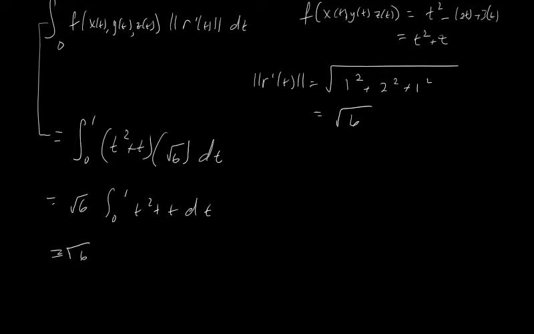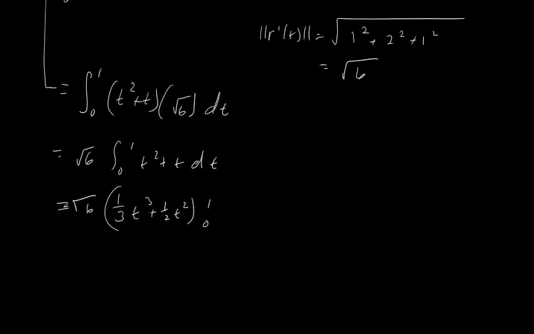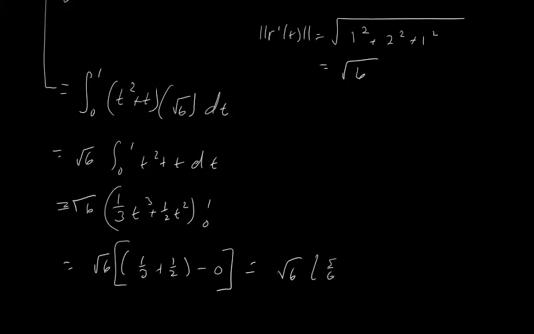So this is the square root of 6 times 1/3 t cubed plus 1/2 t squared, evaluated from 0 to 1. Plugging in a 1, I'm going to get the square root of 6 times 1/3 plus 1/2, minus, plugging in a 0, we just get 0. So this is going to be square root of 6 times 5/6. So this is going to be root 5 over root 6, or if you prefer it rationalized in the denominator, 5 root 6 over 6.